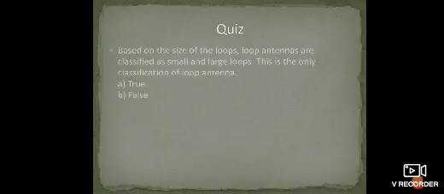So next one: based on the size of the loops, loop antennas are classified as small and large loops. This is the only classification of loop antenna. Is it true or false? That means based on the loops, when we are drawing the radiation patterns, we have loop antennas. Whether they are classified into small loop antennas and large loop antennas, is it true or false? So please note this question.